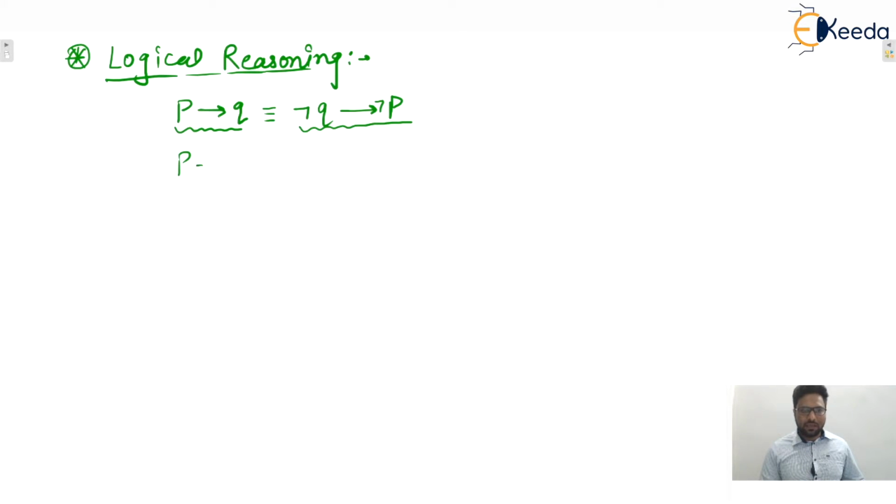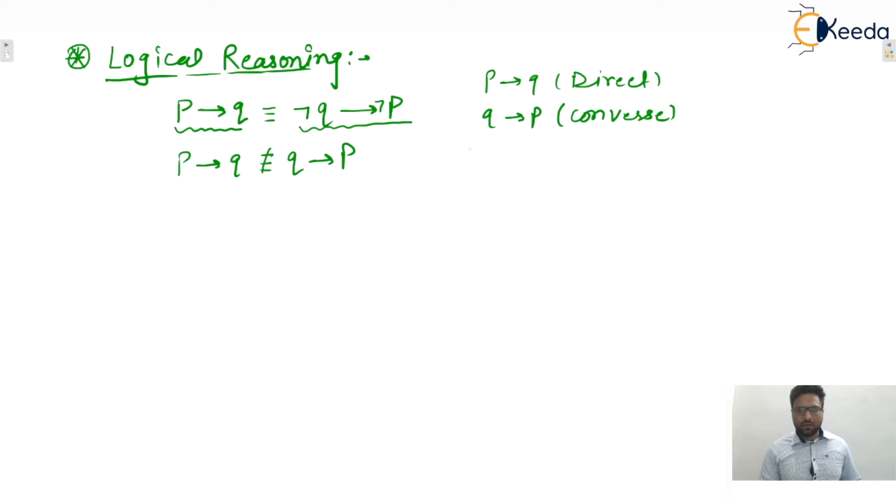But we cannot say that P implies Q is equivalent to Q implies P. You can make the truth table and identify it easily. I already discussed these things also. Let's say P implies Q, this statement is direct. Then Q implies P is the converse of direct. Next, negation P implies negation Q is the inverse of direct. And the last one, negation Q implies negation P, is the contrapositive of direct.